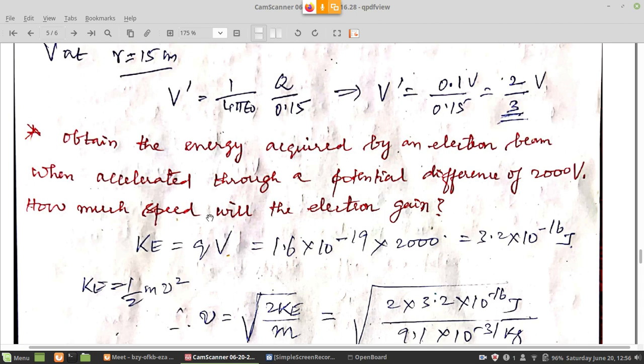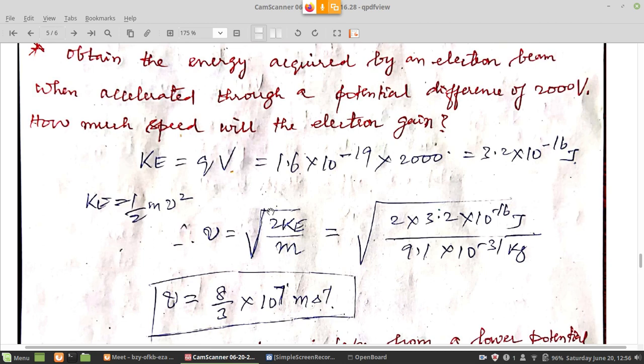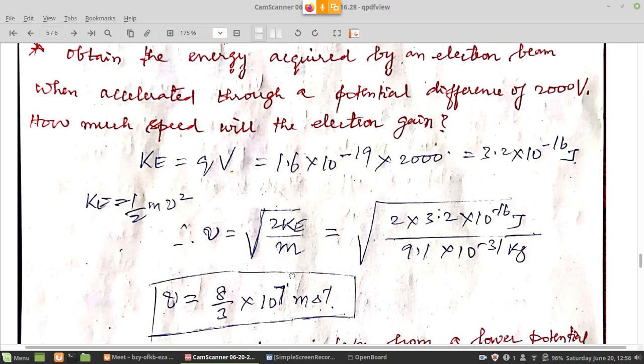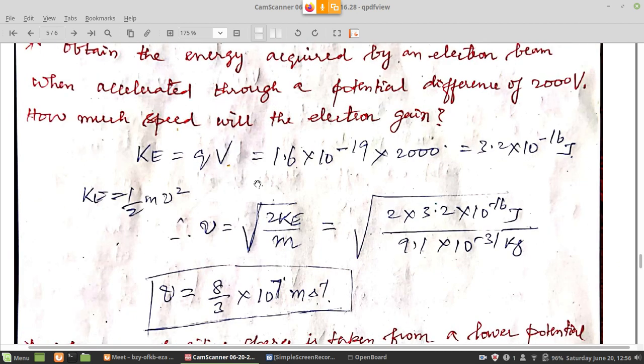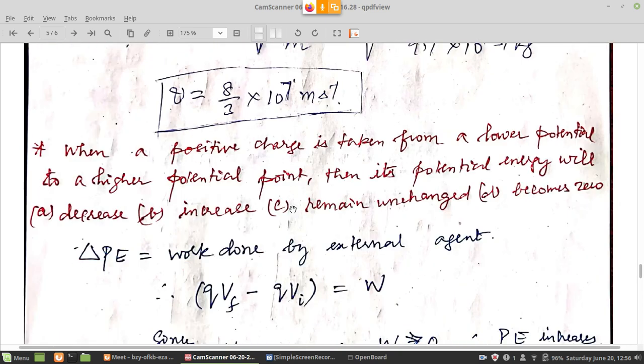Once you know the energy, getting velocity is easy. Half m v square is kinetic energy. So velocity you can easily get by using square root of 2 into kinetic energy divided by mass. If you do that, you will get velocity as 8 by 3 into 10 power 7 meters per second. So many problems will be on this acceleration potential of a charged particle, and at that time you have to use this trick. So it's a very simple one actually, but still.